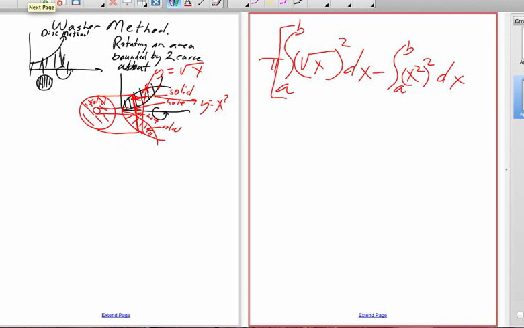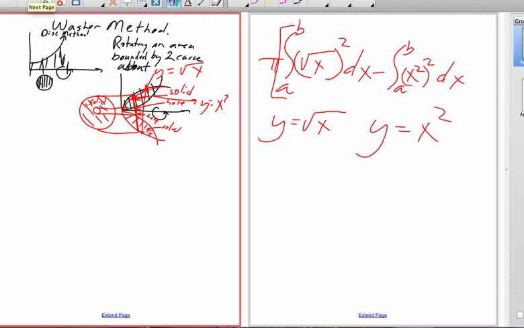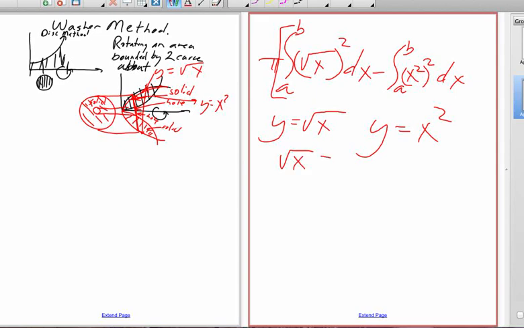Okay, so the first thing we need to do is deal with this problem. The two functions we're dealing with are y equals the square root of x and y equals x squared, and we've got the graph. First, we need to figure out where these intersect, so we set them equal to each other: the square root of x equals x squared.